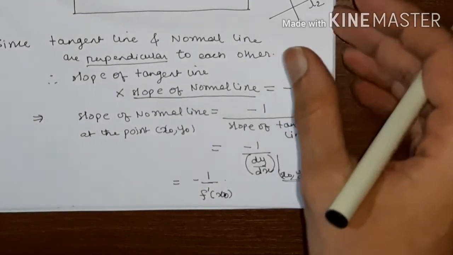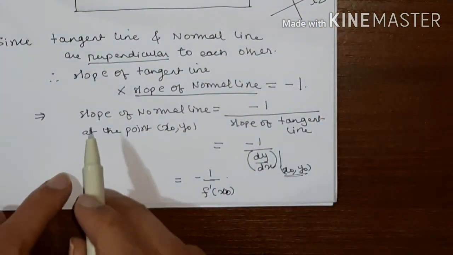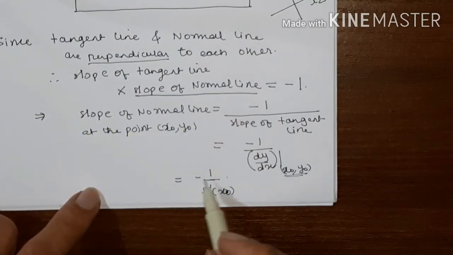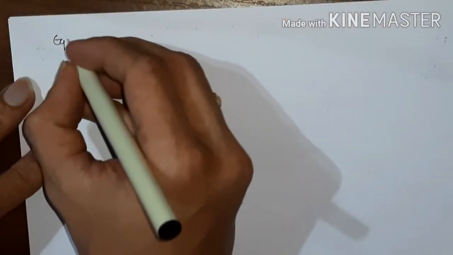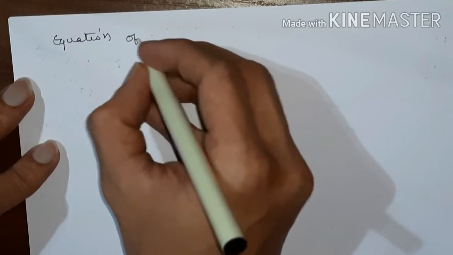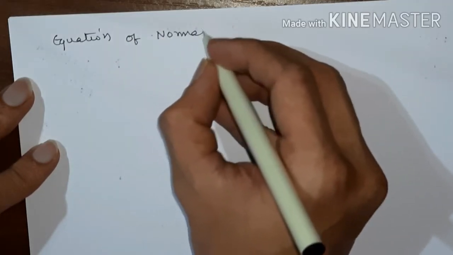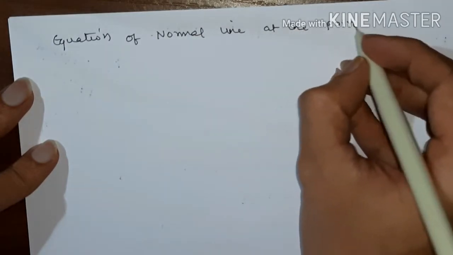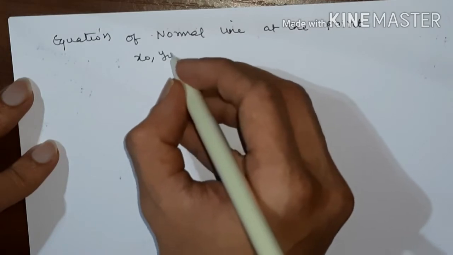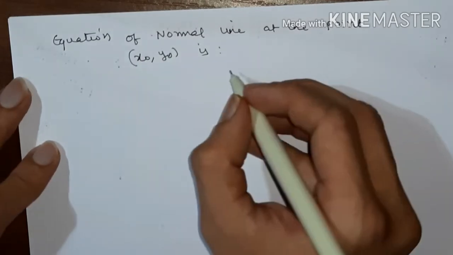Now we can write the equation of the normal line. What is the slope of the normal line? It is -1 by f prime of x naught. So now we can write the equation of the normal line at the point (x naught, y naught).